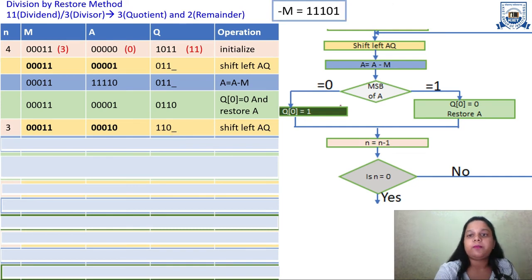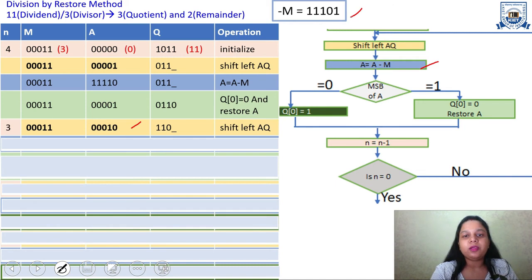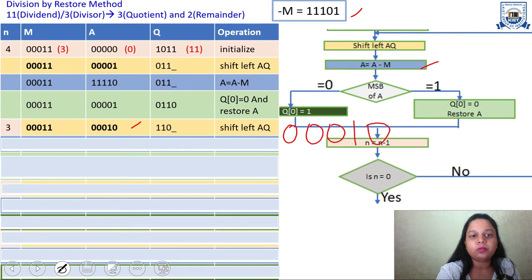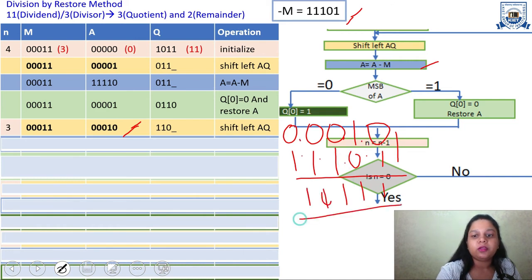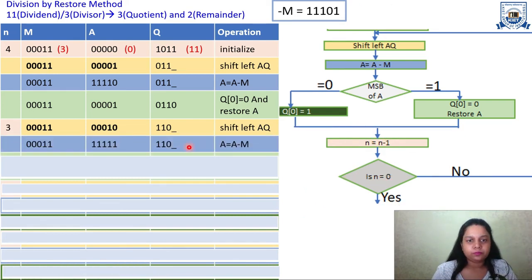Now in the next step, we need to perform this a is equal to a minus m. This is the value of a and this is the value of minus m. So we will add these values. So this will be 00010, the value of a, and we will add this 11101. So 1 plus 0 is 1, 1 plus 0 is 1, 1 plus 0 is 1, 1 plus 0 is 1, and 1 plus 0 is 1. So the answer is 5 times 1. So I have written the answer 5 times 1, that is the updated value of A over here. This M is same, this Q is same.